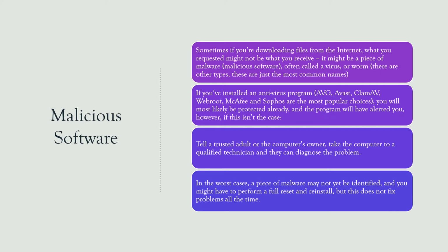However, if you don't have any software installed, or it's a piece of malware that hasn't been identified yet, tell a trusted adult or the computer's owner. You'll usually notice when things start to go wrong. There'll be some quite clear signs depending on what the software's purpose is, malicious purposes. Take the computer to a qualified technician. They can usually diagnose the problem and fix it. In the worst cases, like I said, a piece of malware might not be yet identified. It's rare, but it happens. You might have to perform a full reset and reinstall. You might have to get an engineer to do that. But sometimes there are certain pieces of software that unfortunately can't be fixed by using a reset method because of the way they're written.